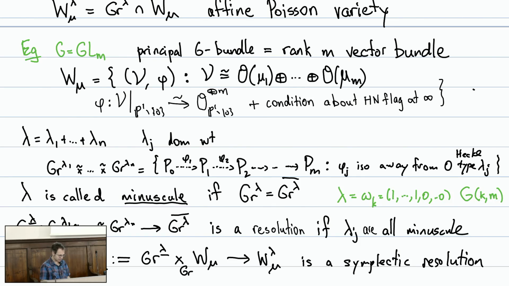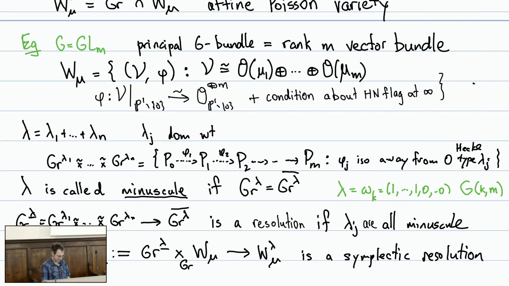And this minuscule condition is useful because it's exactly the condition that allows us to make a resolution. So if we have lambda written as a sum of minuscules, then forming this convolution variety gives us a resolution of Gr lambda bar. So it's analogous, in the finite dimensional flag variety situation, to making a resolution of a Schubert variety as a Bott-Samelson variety. For those familiar with that construction, this is analogous in this setting of the affine Grassmannian.